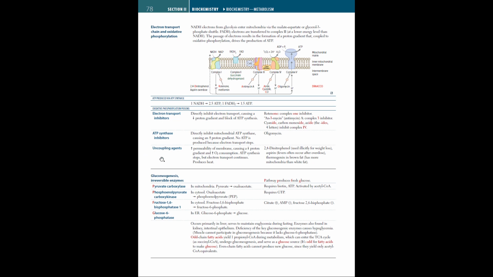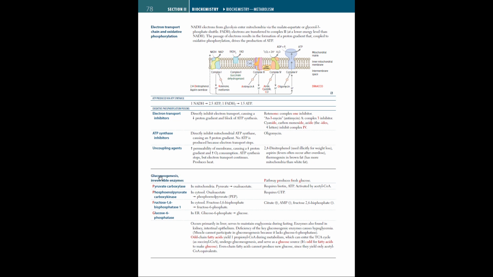Now we have uncoupling agents. This leads to increased permeability of the membrane, causing a decreased proton gradient and increased O2 consumption. ATP synthesis stops, but electron transport continues, producing heat. Examples are 2,4-dinitrophenol, which is illicitly used for weight loss, aspirin, where fevers often occur after overdose, and thermogenin in brown fat, which has more mitochondria than white fat.